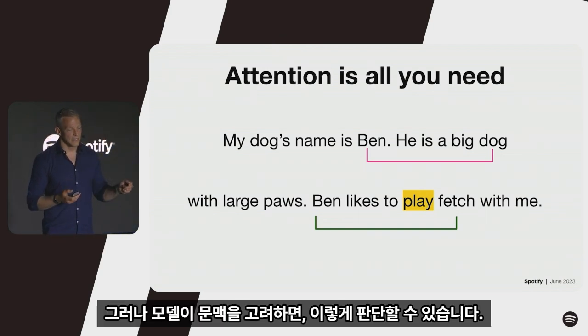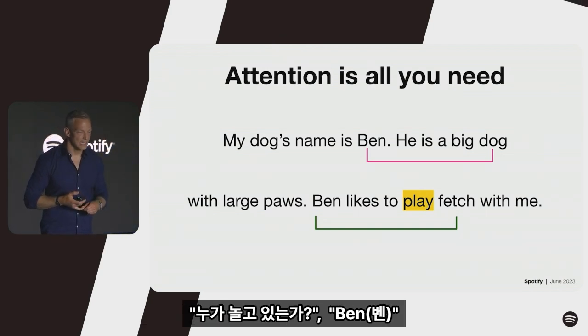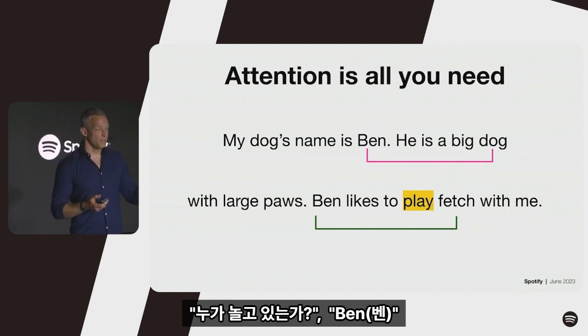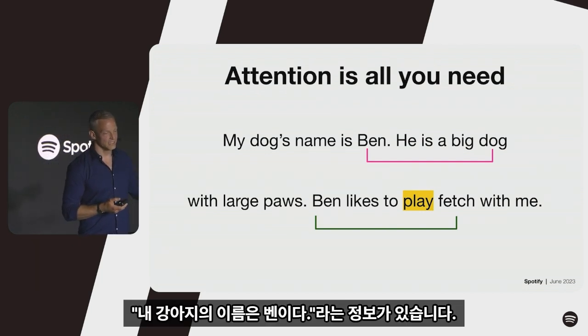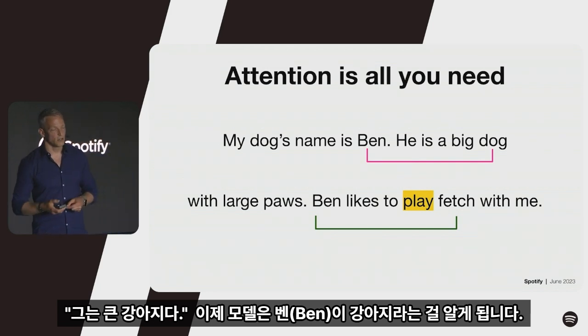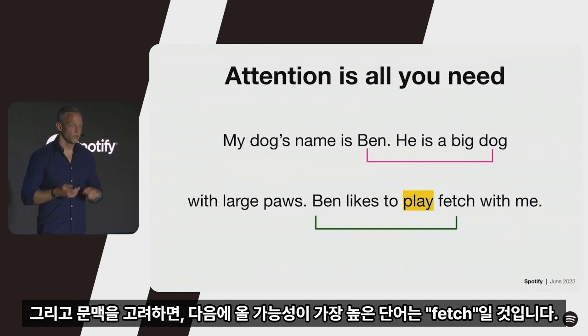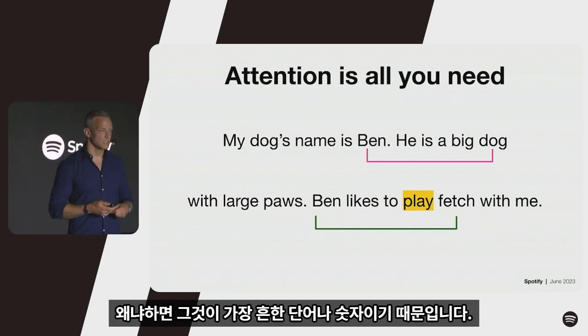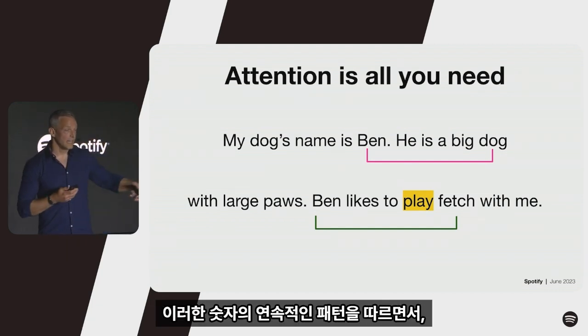But now that you have context, the language model can ask who is playing? Well, it's Ben. And then it goes even further back and says, my dog's name is Ben. He's a big dog. So now it knows that Ben is a dog. And now all of a sudden, with that context, the most likely next guess probably is fetch, because that's the most common word to follow that sequence of words.